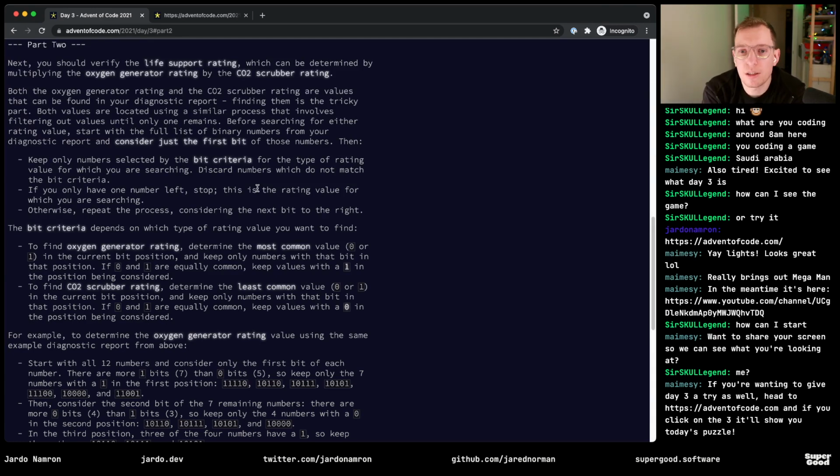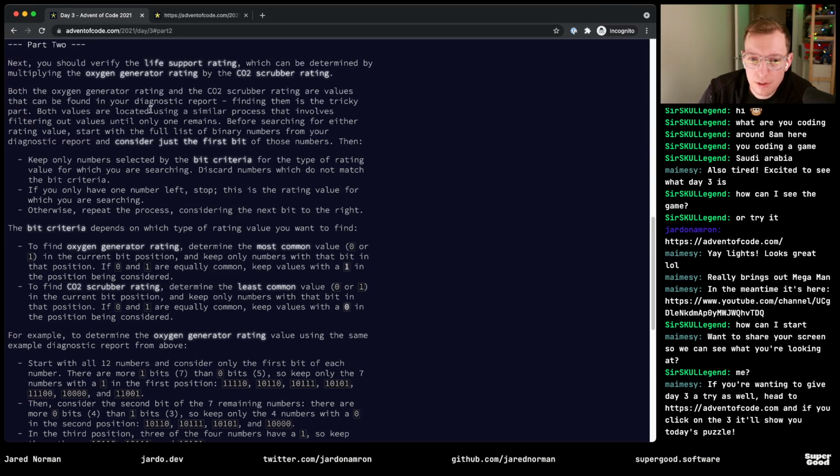The bit criteria depends on which type of rating value you want to find. To find oxygen generator rating, determine the most common value, 0 or 1, in the current bit position, and keep only numbers with that bit in that position. If 0 and 1 are equally common, keep values with a 1 in the position being considered. To find CO2 scrubber rating, determine the least common value in the current bit position, and only keep numbers with that. Okay, yes.